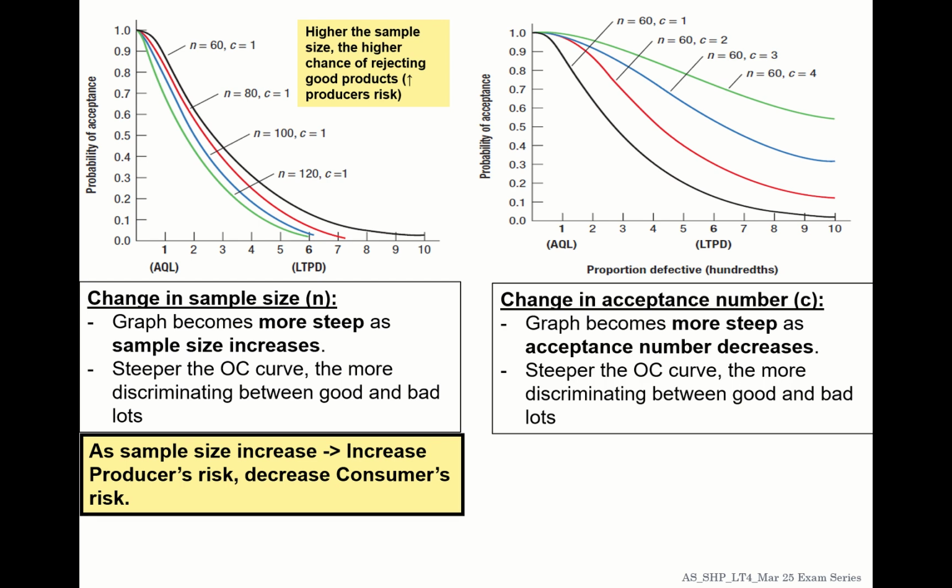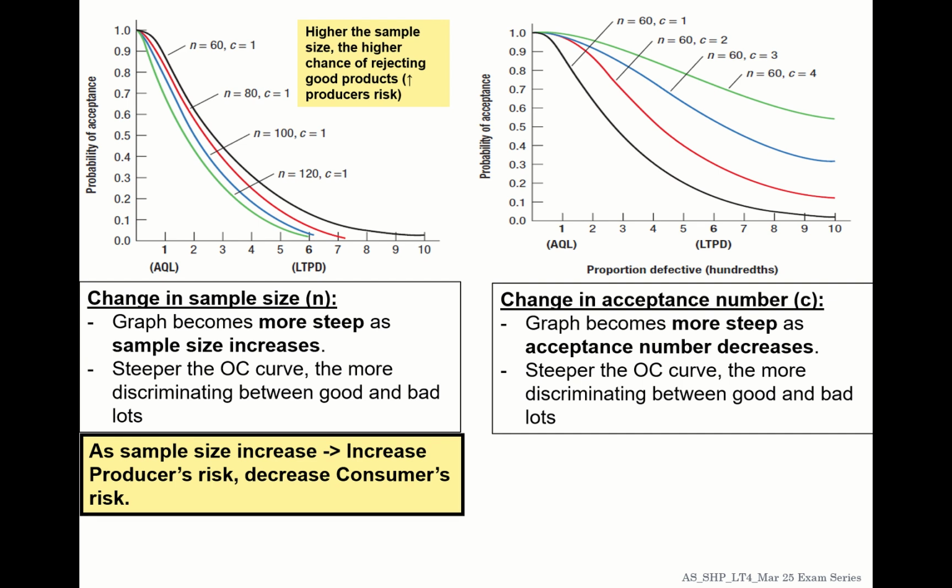Next one, acceptance number. Remember, we already said two factors: one is sample size, one is acceptance number. The acceptance number is how much reject you can tolerate. If my acceptance number is very small, it means that I'm very strict. Let's say I have an acceptance number of 10 versus an acceptance number of 1. One means I can only accept 1 reject, and 10 means I accept 10 rejects. So 1 is more strict.